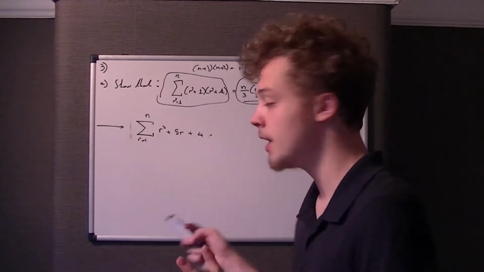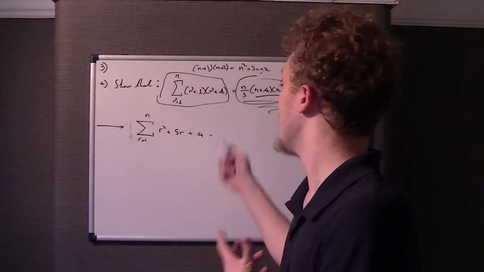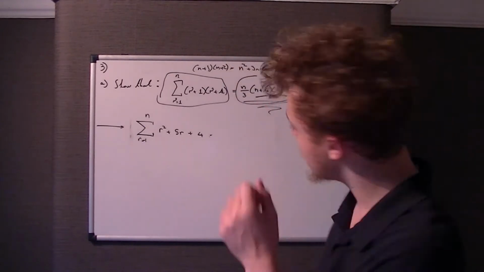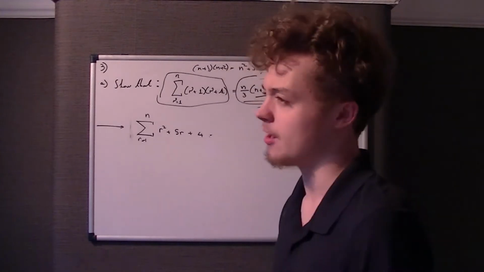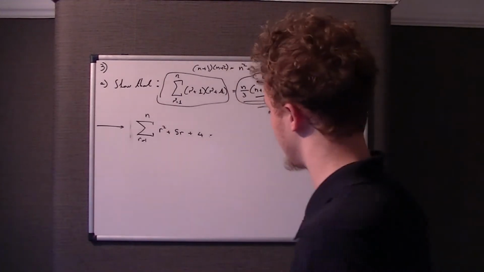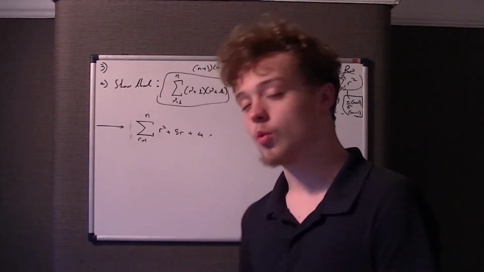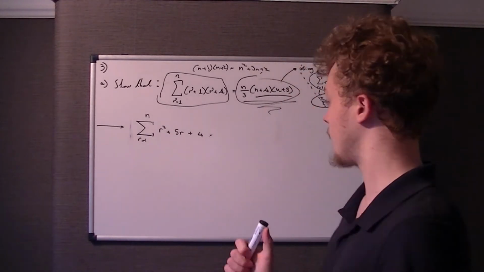Now, the first thing we need to do is show that one thing is equal to another. So basically, we need to do this sum, and we need to expand this (r + 4) times (r + 1). I've already done it there. So we've got r squared plus 5r plus 4, okay?